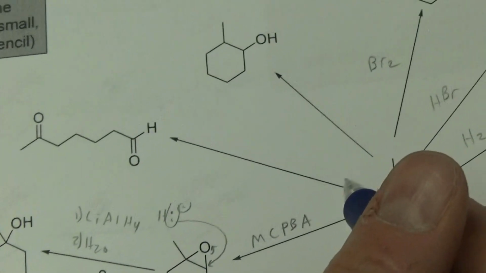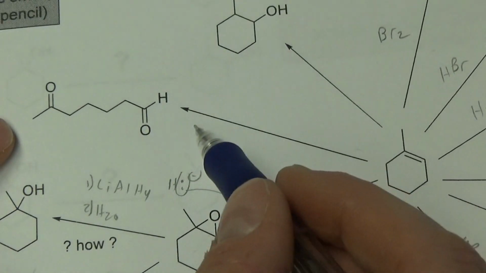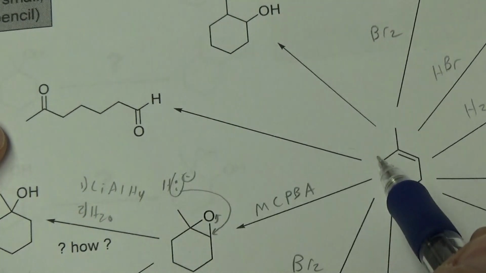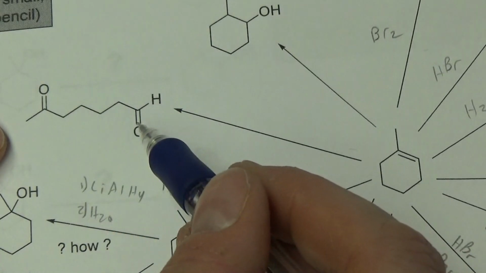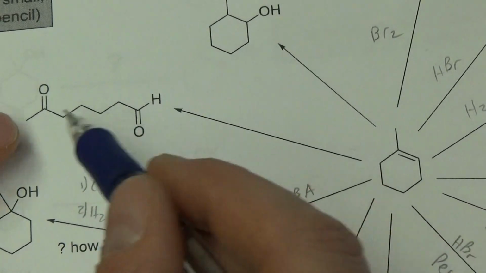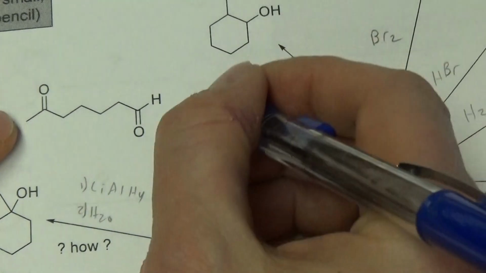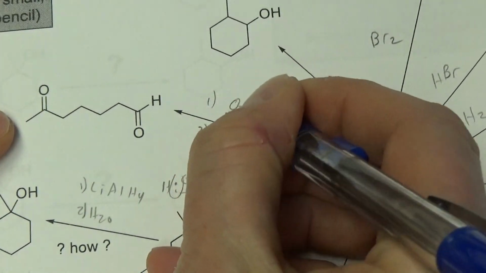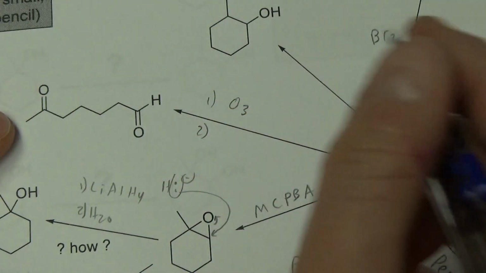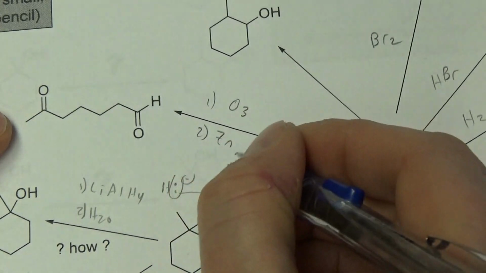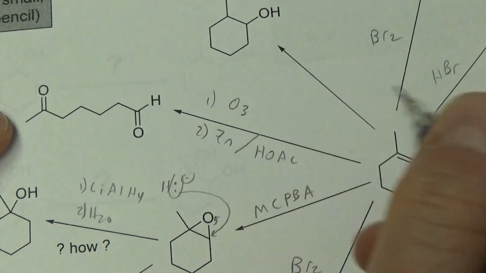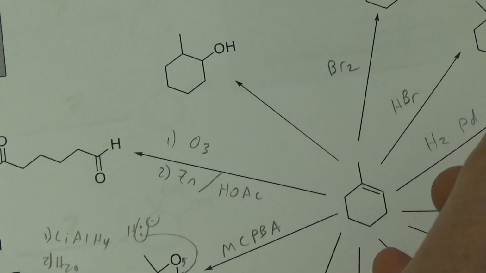Okay, and then what about cleavage of an alkene to a ketone and an aldehyde? I just opened up the molecule so you could see it all. That was the ozone, O3, zinc and acetic acid, HOAc. Ozone and zinc acetic acid.